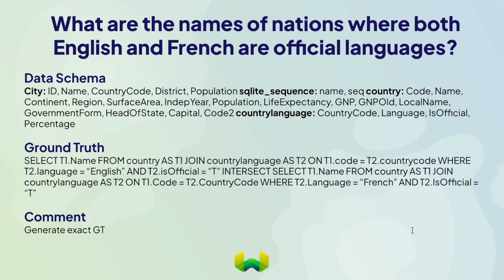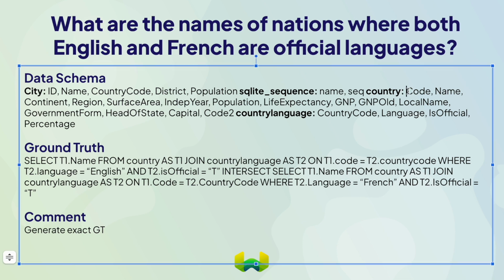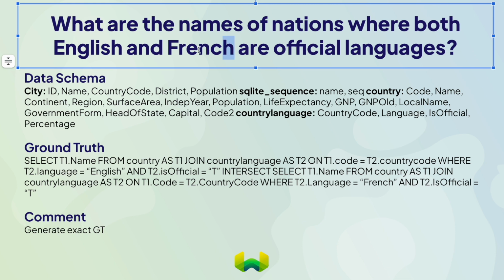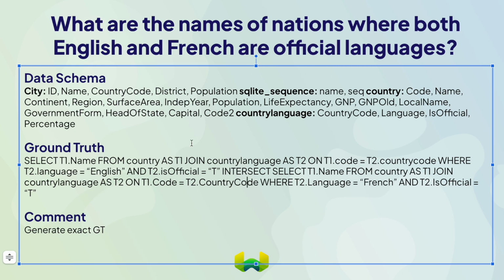So next up, we have our first example of needing to join tables together. We have the question: what are the names of nations where both English and French are official languages? We have this table country, and country has the foreign key code, which is how we join with country language, country code. So what we need is from country as T1 join country language as T2 on T1.code equals T2.country code, where, and then it learns to parse out that English and French are the languages, and then it needs to get the names on top of it. It also needs to check this condition is official for the official languages.